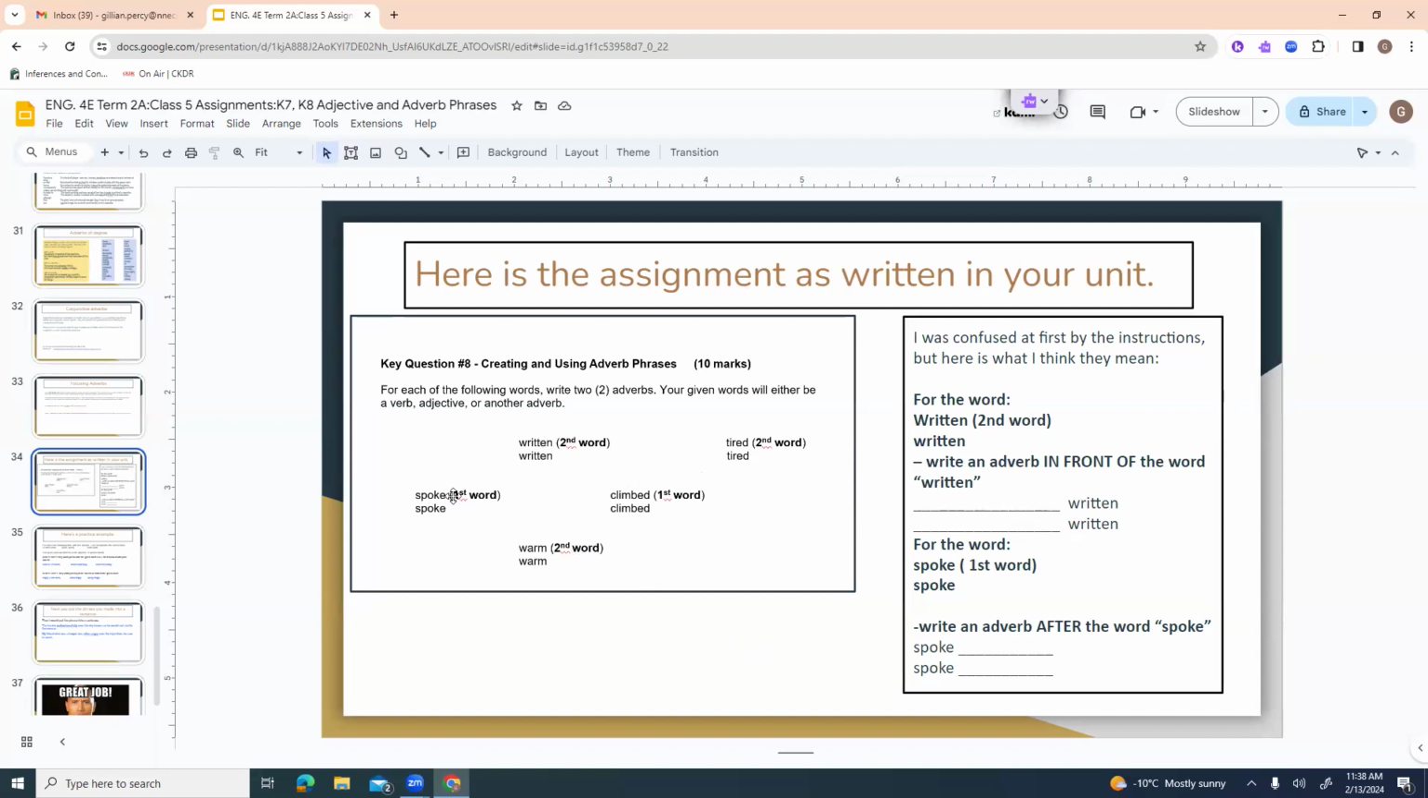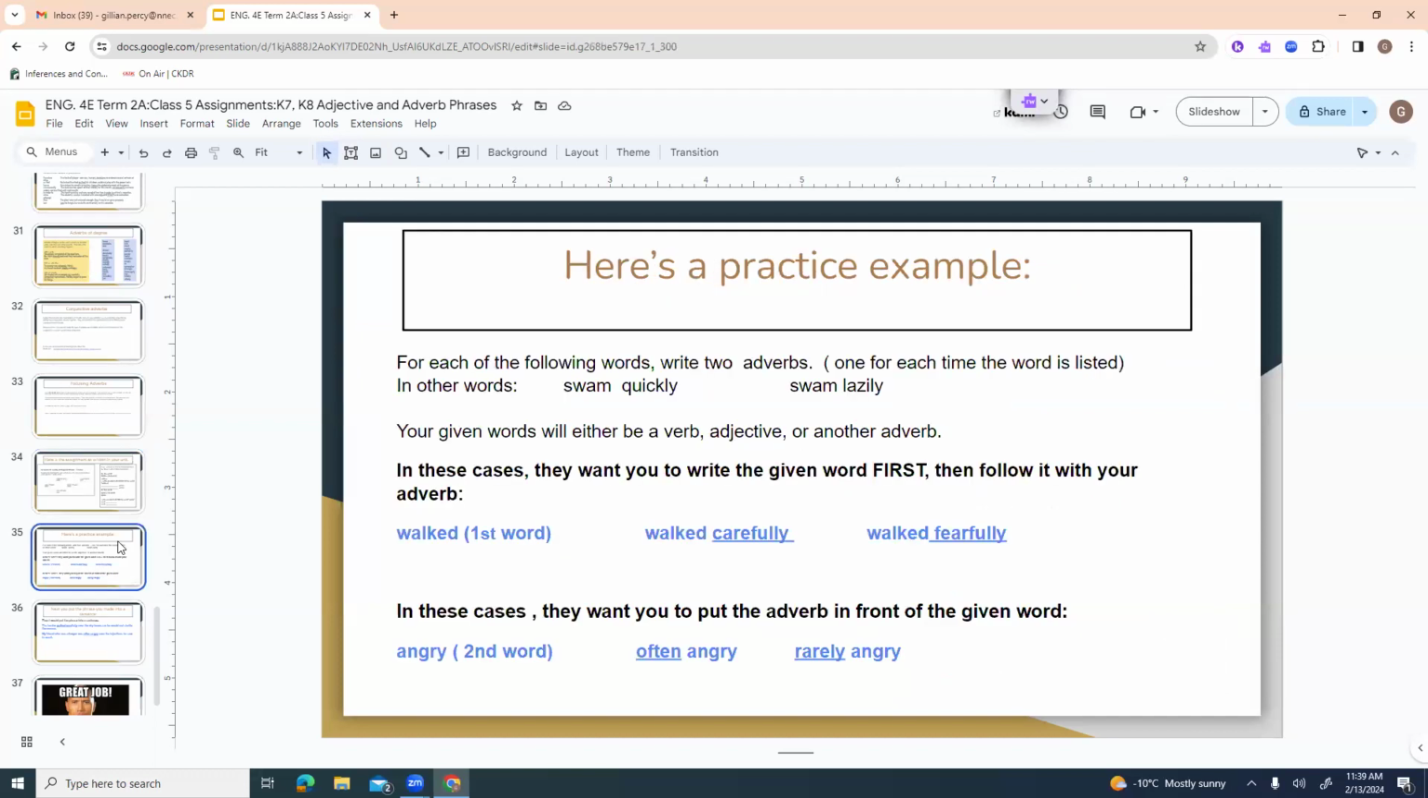Spoke should be the first word. So spoke and then another adverb, spoke and then another adverb. So climbed is another one where it would be first and then an adverb after. And written, tired, and warm, you would all have an adverb in front and then that word. I don't really know why, and I think it's a little bit confusing, but that is what they are asking us to do. So here is an example.